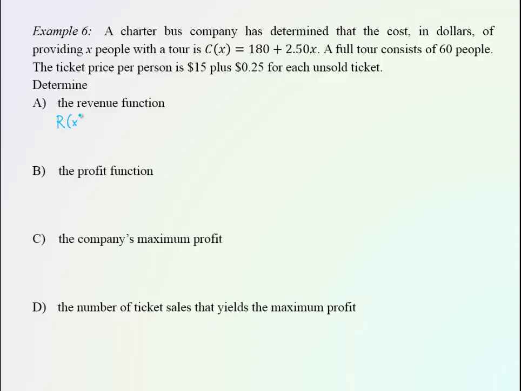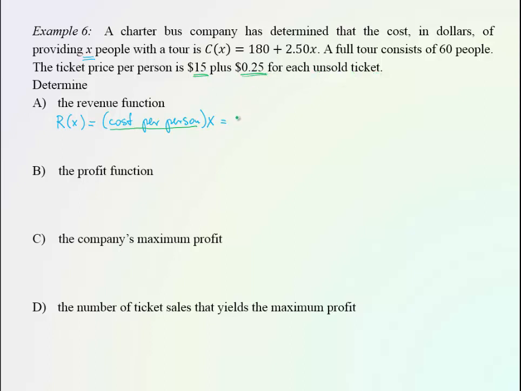Revenue with respect to the number of people that go for the trip. So that was X people going for a trip. What is a revenue function? Well, it's the cost per person times number of people. So cost per person times number of people X. Okay, so what's left to do is to find out what's cost per one person. How a person is charged. It is $15 plus 25 cents for each unsold ticket.